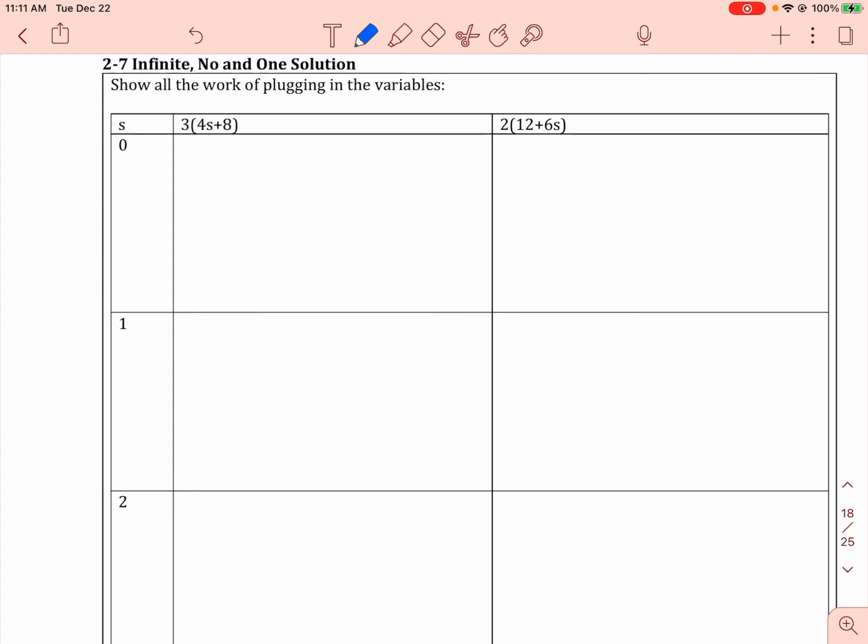So here, let's pretend we have this as an equation that we need to solve. But instead of solving it, I am going to show you what something looks like with infinitely many solutions. So here, we're going to say s is 0. I'm going to write this half of my equation, and instead of s, I'm substituting 0 in its place.